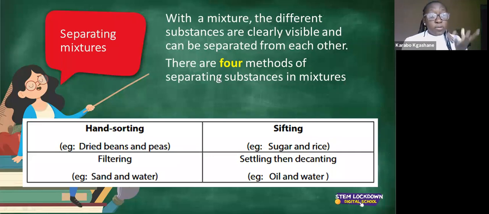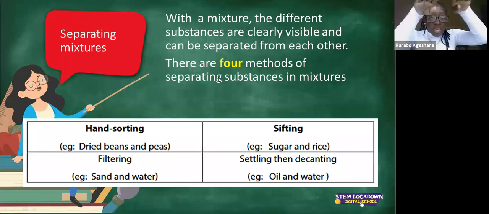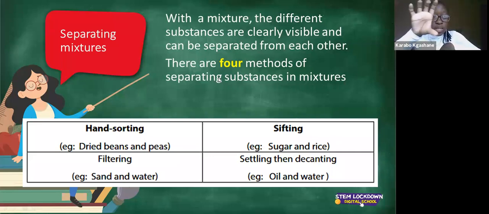Then we can also filter. That's also a good way to separate mixtures. And the last one is settling and decanting. Now, just to explain decanting, it's basically to put mixtures or substances inside a jar. Let's make it a glass jar. And you might find that all the heavy substances sink to the bottom, and at the top is all the liquids.